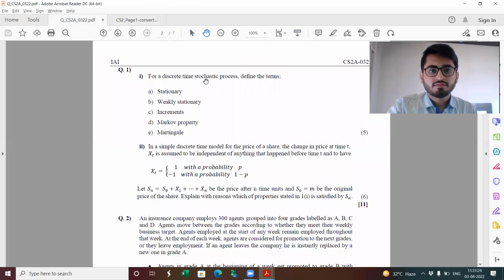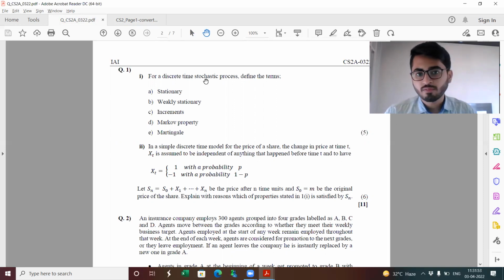So let's take a look at the first question. For a discrete time stochastic process, define the terms: stationary, weakly stationary. So when they just mention stationary, it basically means strictly stationary. Increments, Markov property, and martingale. So these are direct bookwork questions. Again, martingale is something which a lot of you might not have heard maybe in CS2, but it is something which is there in CM2 as well. They have asked this though here.